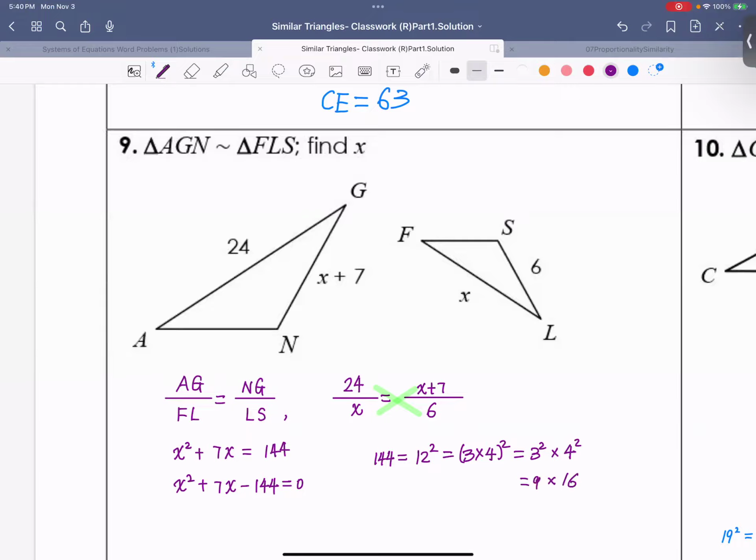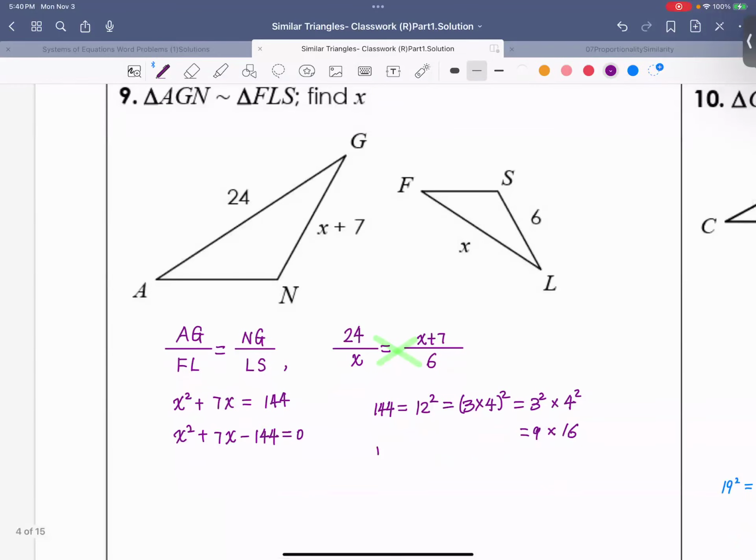Look, 1, 1, then 9 and 16. Which one is negative? 9, right? Yes, this is negative 9. That means B is positive, because B is positive. So X equals 9 or negative 16. But you don't choose negative 16, because a side length can't be negative.